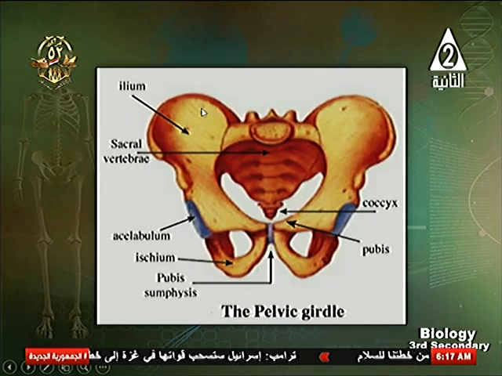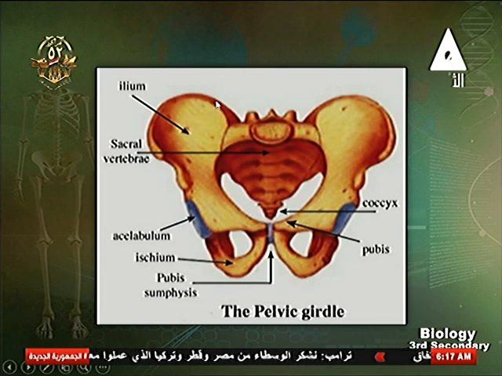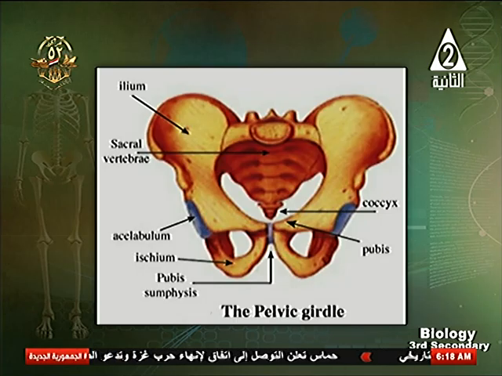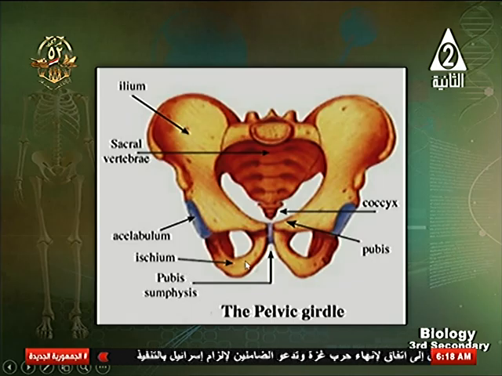The bone of each half, ilium and ischium and pubis, these three bones are fused together, so we consider them only one bone, not three bones. Do you remember the vertebral column? As we said, the sacral vertebrae, we calculate them as one bone. Coccygeal vertebrae, we calculate them only as one bone because they are fused together. The same here. Ilium, ischium, and pubis bones are fused together, so we calculate them only as one bone.